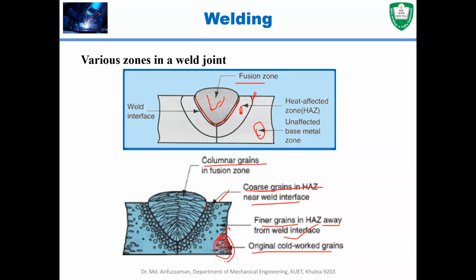That means this region. Yes, sir. This region is the base metal. Original grains will be there. The original grains are basically like elongated grains, depending on how we prepared this material. The base metal's original grains will be the same as they are, but the grains in the heat affected zone will be affected, and they will create different grains. And that's why the property of this zone will be different from the base metal property.